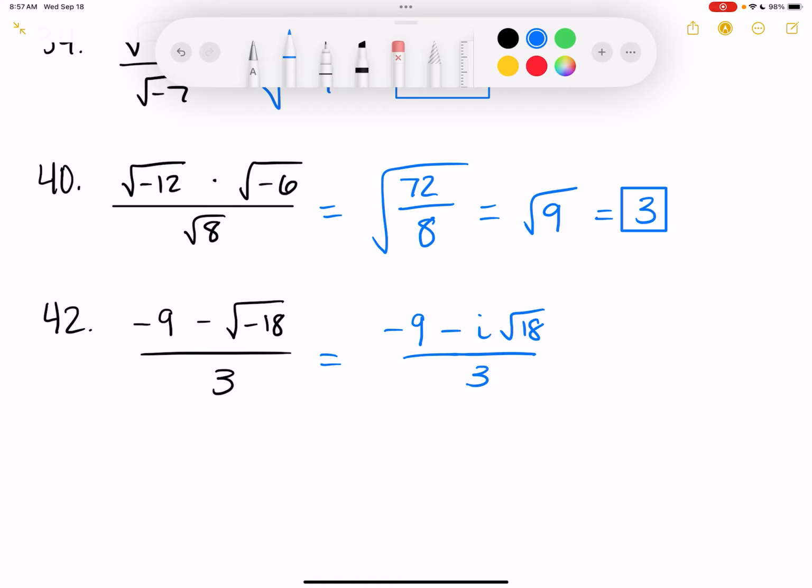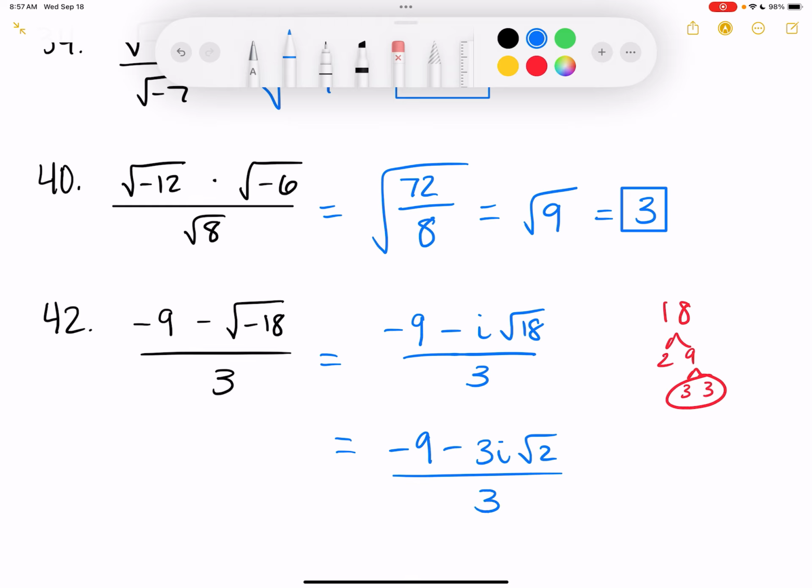Can I break down 18? Into what? 2 and 9, and 9 breaks into 3 and 3. So I can take out a 3, and I'll be left with a 2 underneath. So this would give me negative 9 minus 3i times the square root of 2, all over 3.